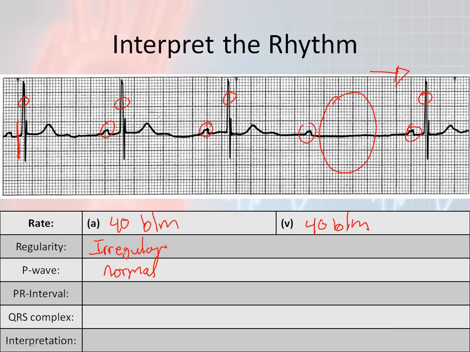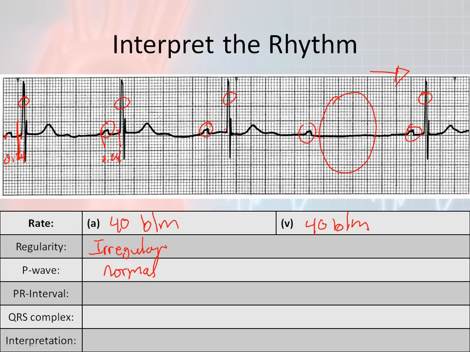My PR interval, I'm going to notice over here is a specific PR interval. I'm going to start here with my PR interval, and I'm going to go to right here, and this PR interval is actually going to give me 0.24 seconds. This PR interval is going to start right here and end right here. That's going to be about 0.24 seconds as well.